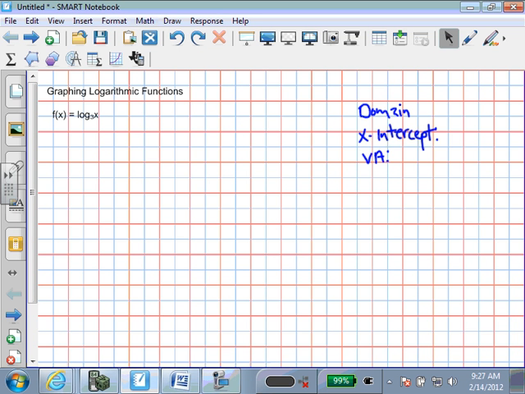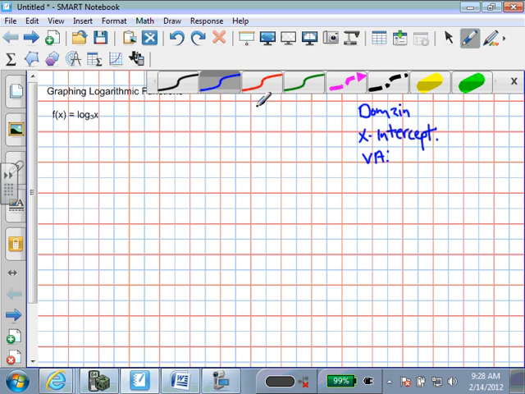Today we're going to talk about graphing logarithmic functions. So our function f of x is equal to log base 3 of x. So we would read that as log base 3 of x. And the way we think about a logarithm is, if it's a base 3 logarithm, we're thinking about 3 to what power would be x. So for example, I'm going to graph this.